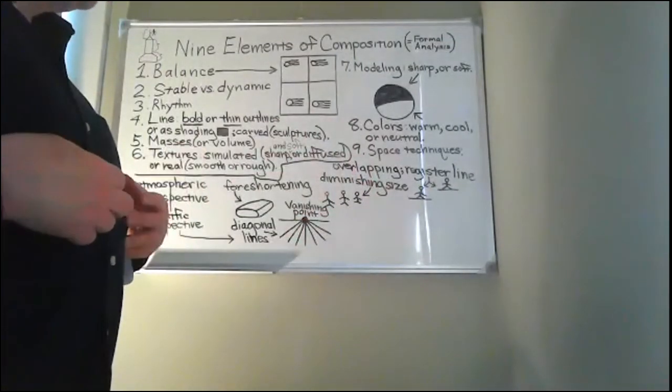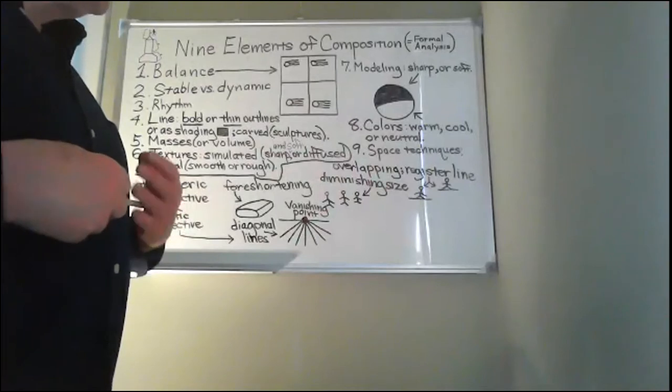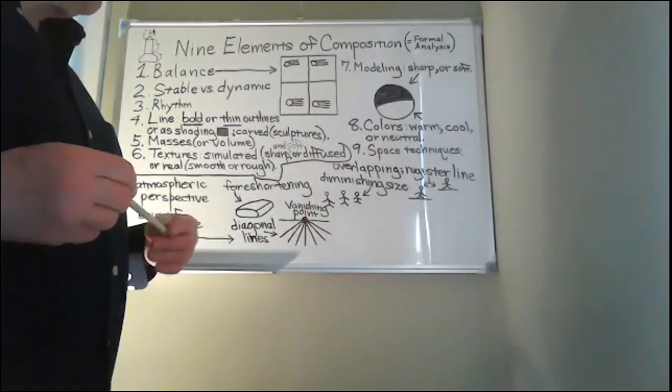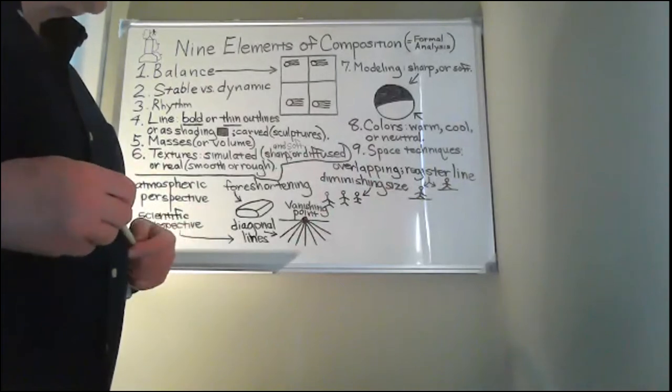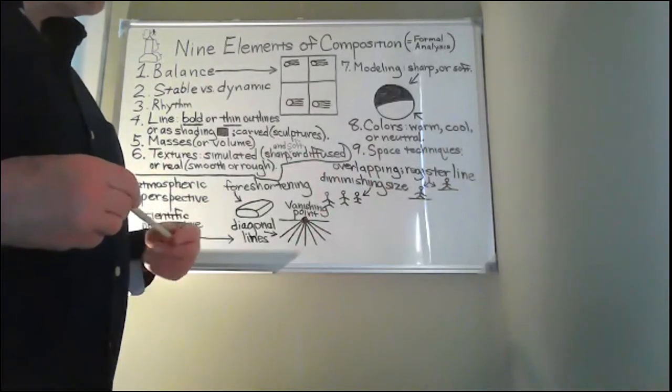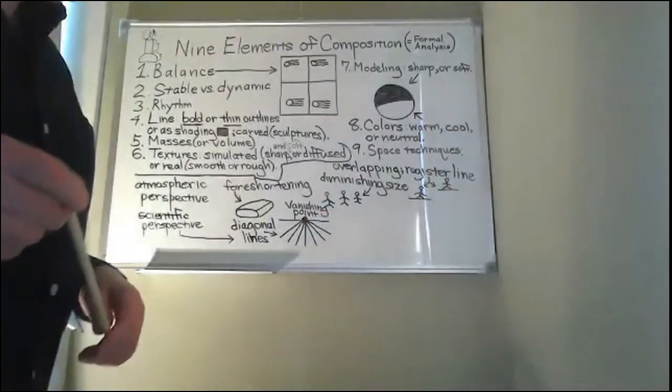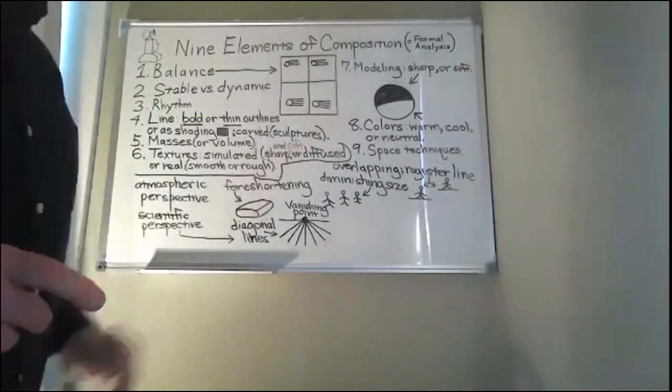Again, I think this one's a pretty straightforward one when you see it. But you have to decide whether you think the modeling, if you see any modeling, is sharp or realistic, or is it soft and diffused. In some paintings, there's both, of course. Okay, any questions on number 7?